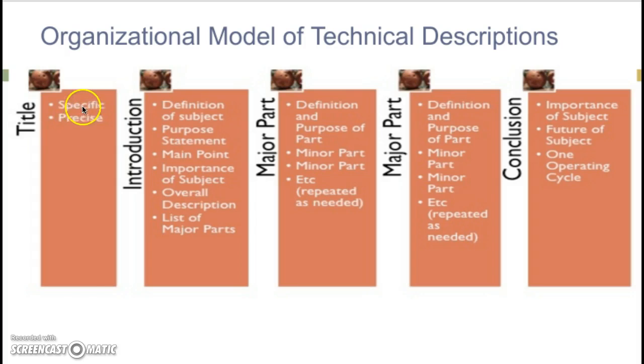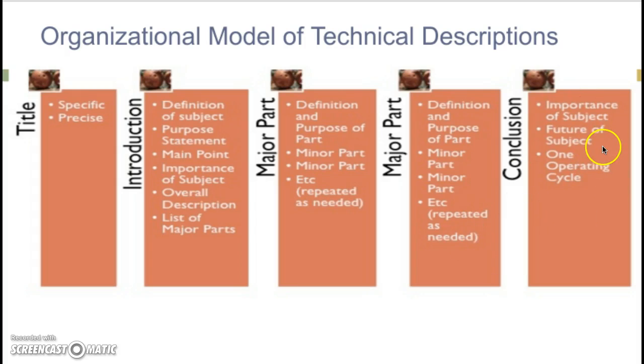You have a title, which is specific and precise, an introduction, which has several moves in it. First, the definition of the subject, purpose statement, main point, importance of the subject, overall description, and then a list of the major parts. And then with each of the major parts, you want to provide a definition, a purpose of that part, any of the minor parts, and you would repeat this as many times as necessary, depending upon how many major and minor parts you have.